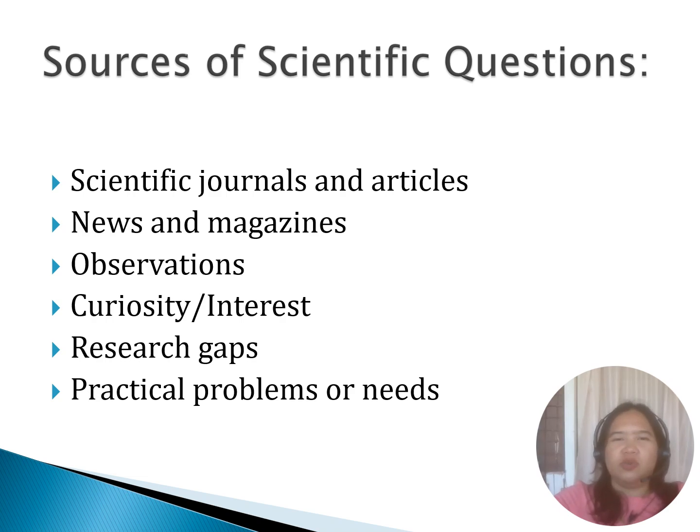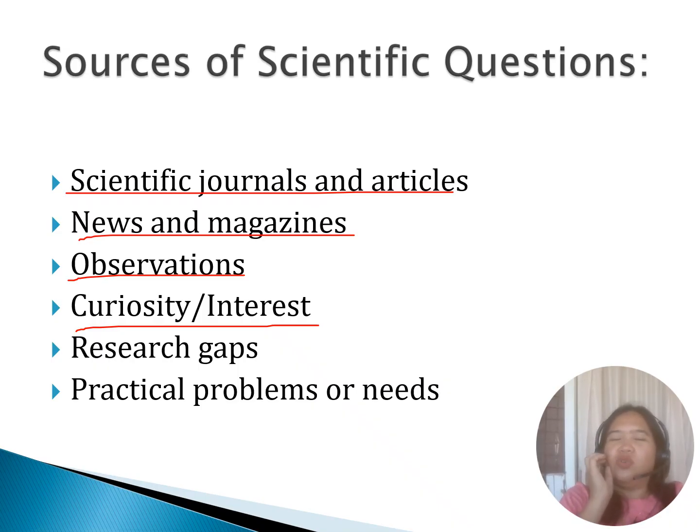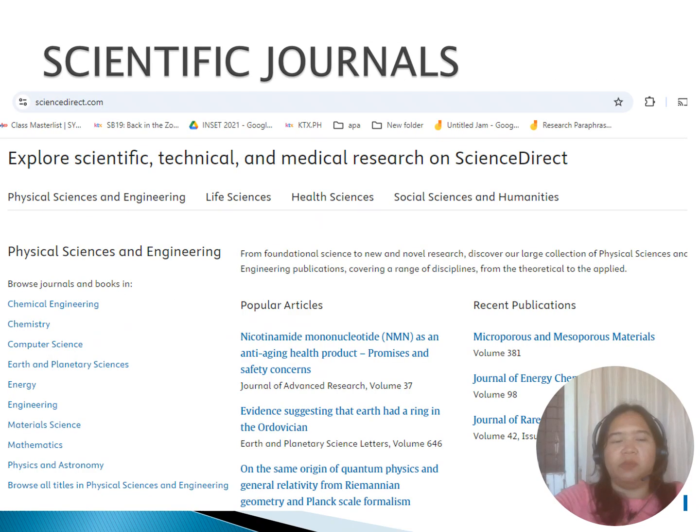So, here are the different sources of scientific questions. You have your scientific journals, news and magazines, observations. You use your five senses, curiosity, your interest. You're curious about something. You want to know about the status of the garbage at school. So that's your interest. Research gaps, practical problems or needs. So let's talk about them one by one.